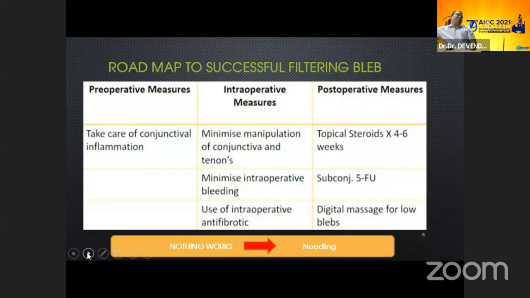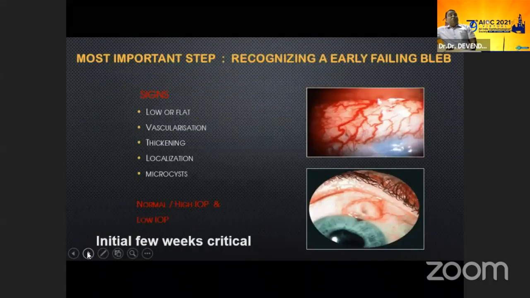So how to get such a bleb? There are some preoperative, intraoperative, and postoperative measures we have to take. My previous speaker talked about it, so we will concentrate on postoperative management. The most crucial step is to recognize early bleb failure. So how to diagnose early bleb failure?